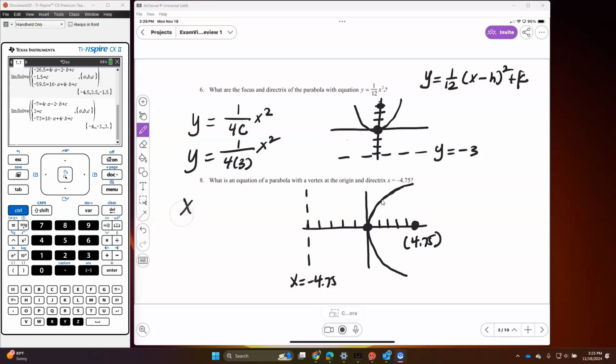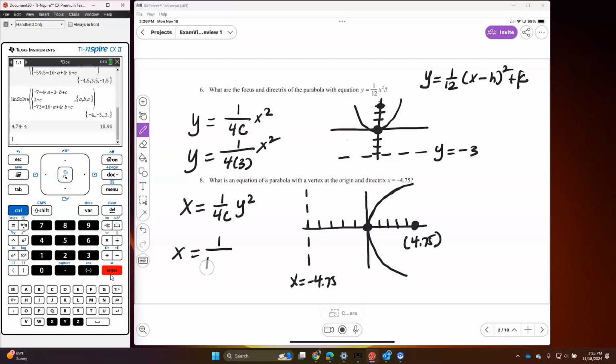So it's x equals 1 over 4c times y squared. So x equals 1 over the product of 4.75 times 4, 19, y squared. And that's the equation, 1 over 19 times y squared.